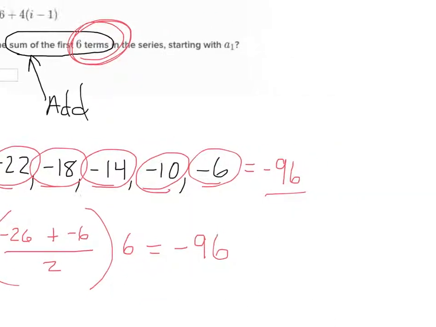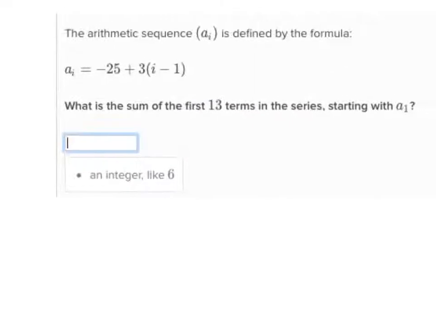Okay, so why don't you guys try this one right here? If we want the first term, what do we plug in for i right here? 1. So 1 minus 1 is 0, times 3 is 0. And 0 plus -25 is -25. So the first term is -25. Now I need to calculate the last term.